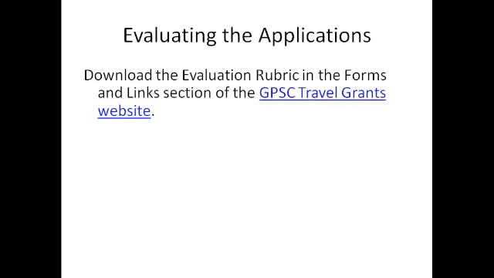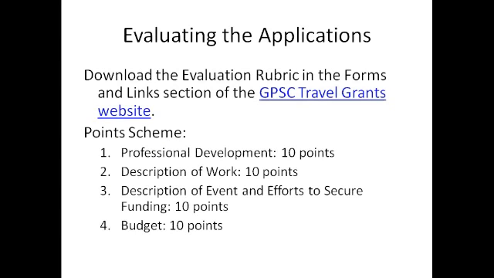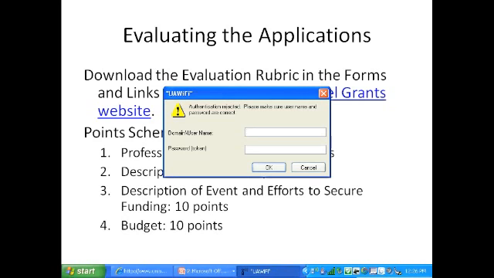Evaluating the applications. 2 judges evaluate each travel grant application using a common evaluation rubric, which is available for your reference in the Documents section of the GPSC Travel Grants website. Each application is evaluated according to 4 criteria: professional development, description of work, description of event and efforts to secure funding, and the budget. The first 3 criteria are usually contained in the application statement. Each element is scored out of 10 points for a maximum of 40 points.